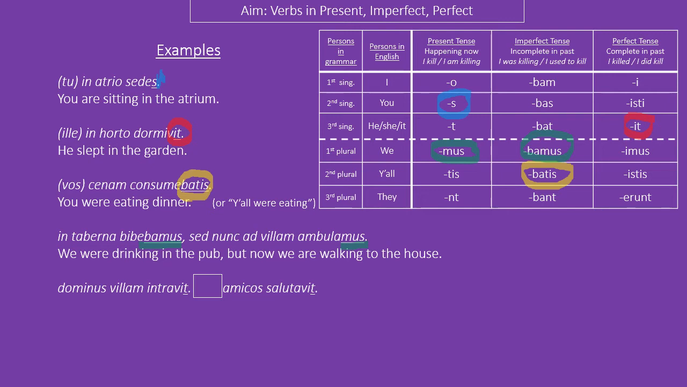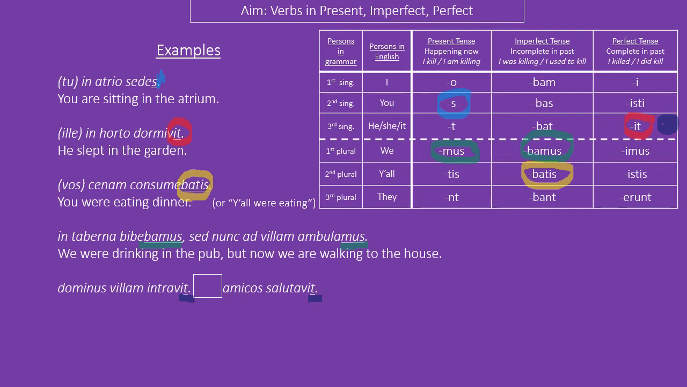And for the last one down, we can see we have intrāvit and then salūtāvit. So these are both over here again. First part of the sentence is going to be pretty easy. Perfect tense. The master entered the house.